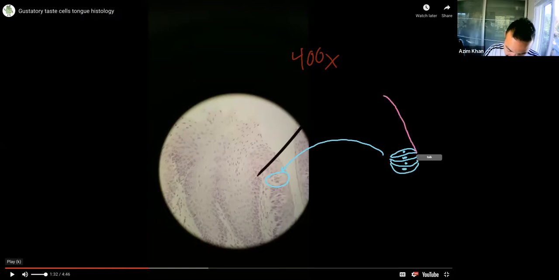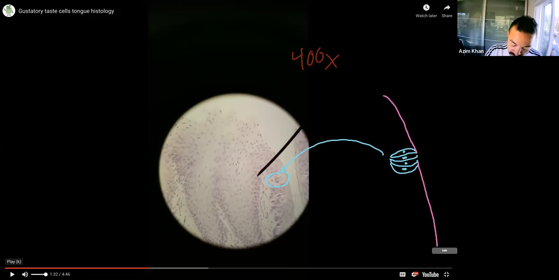If you see this bunch of cells right here, it's a bit lighter. There's another grouping right here. What we're seeing here, if I blow it up, are a bunch of cells smushed together in a grouping like this. The surface of our tongue would be here.